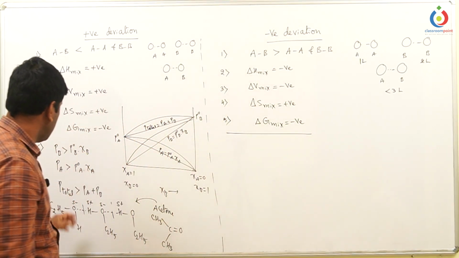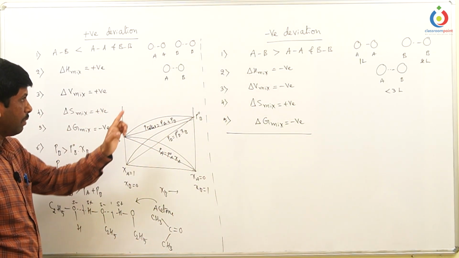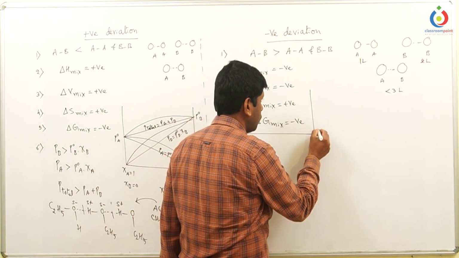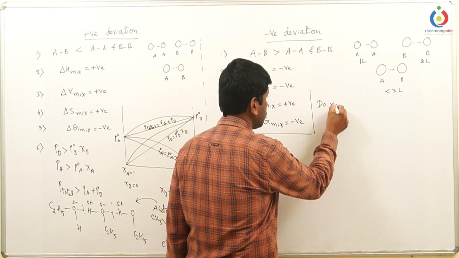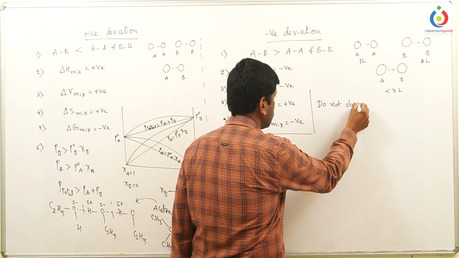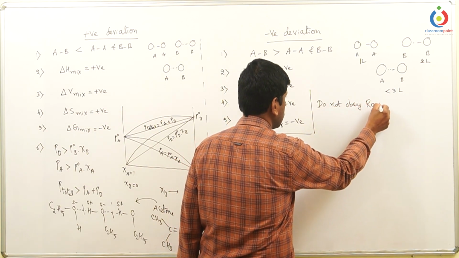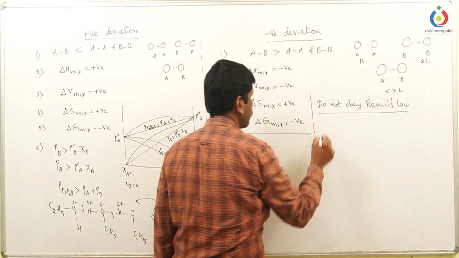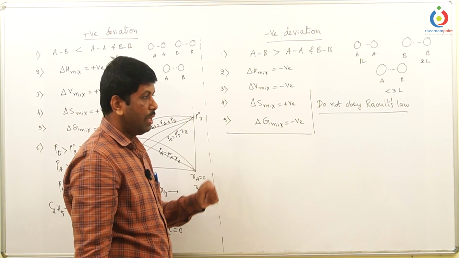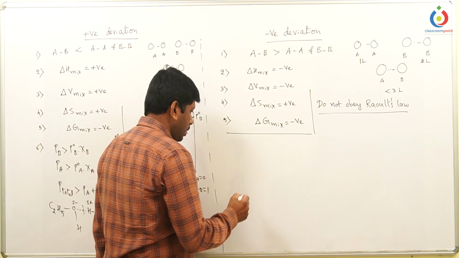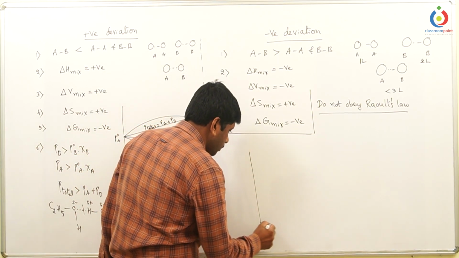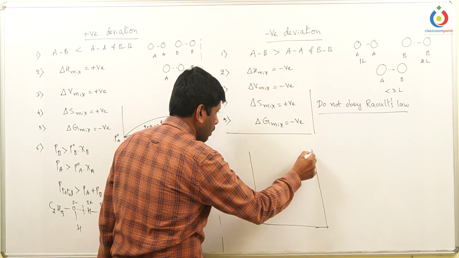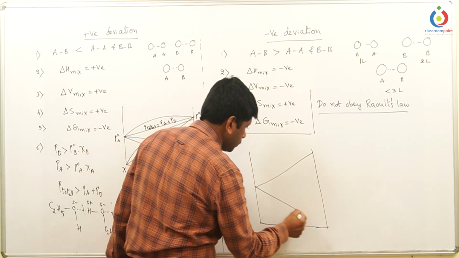Next, how can we compare this formula with that? Here also the solutions do not obey Raoult's law. So when they do not obey Raoult's law, automatically the graph we expected for Raoult's law cannot be followed.